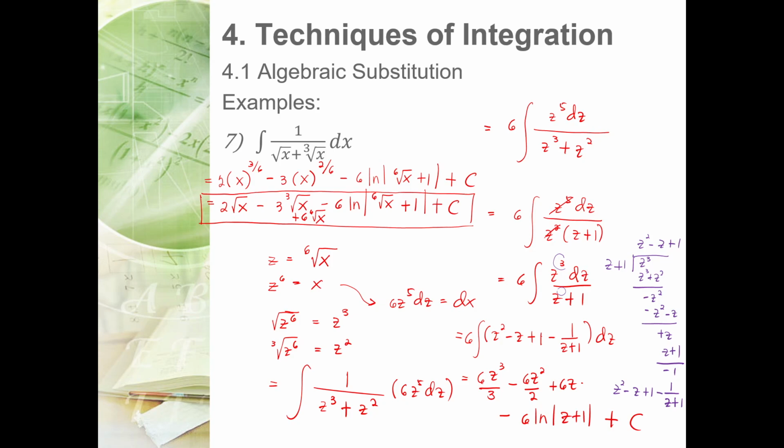Okay, so if we try to verify this one in the Symbolab, my answer is different from Symbolab. The technique used is also different.